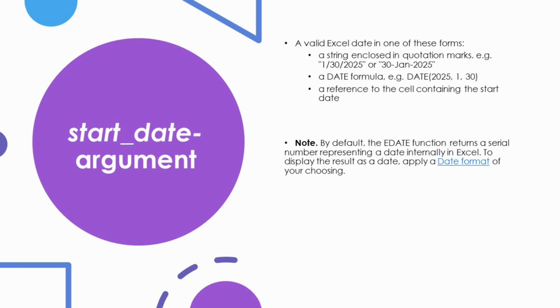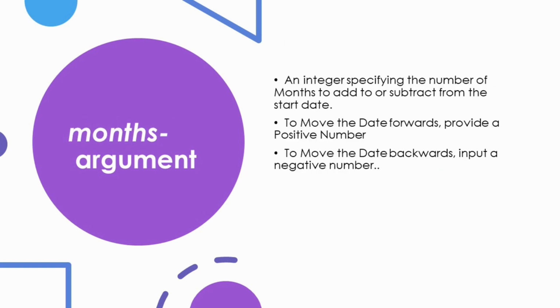To convert this into a date, you have to apply the date formatting. For the months argument, provide an integer specifying how many months to add to or subtract from the start date. To shift the date forward, use a positive number. The output will be a future date. To move the date backwards, supply a negative number. The result will be a past date.